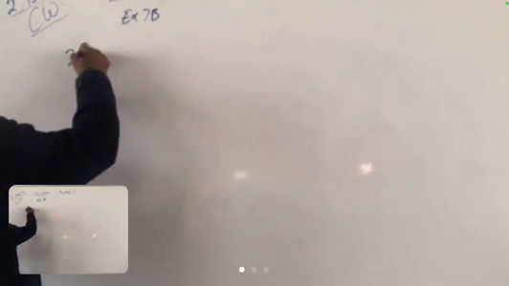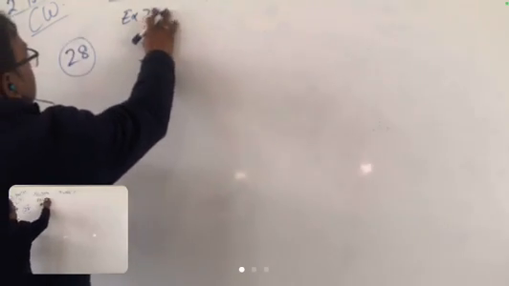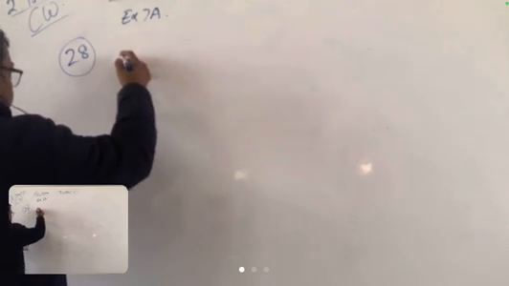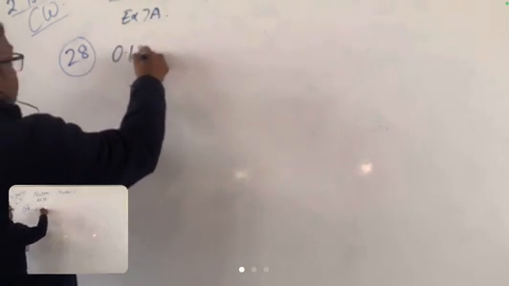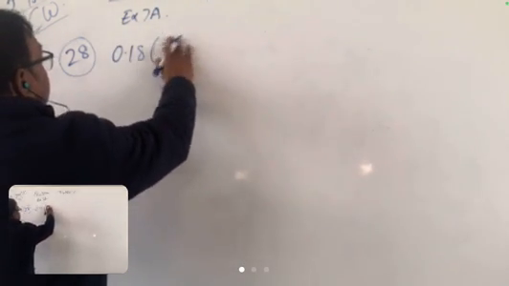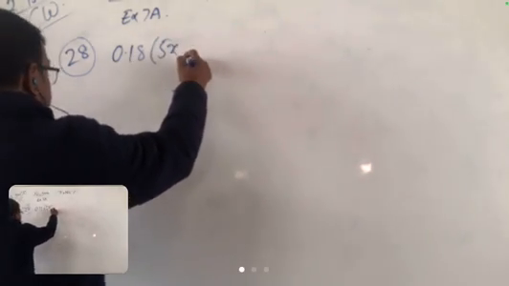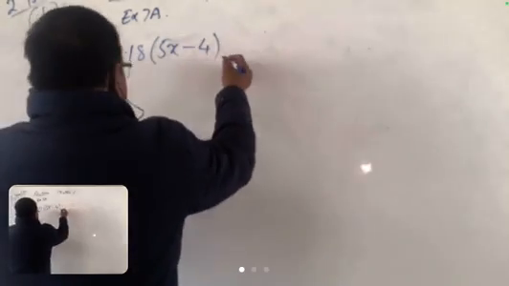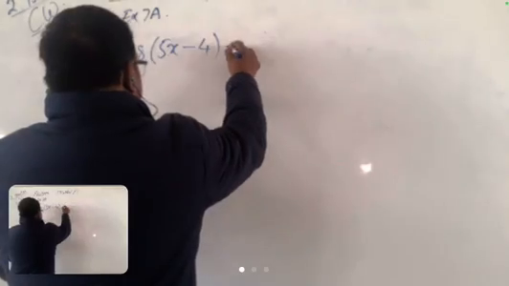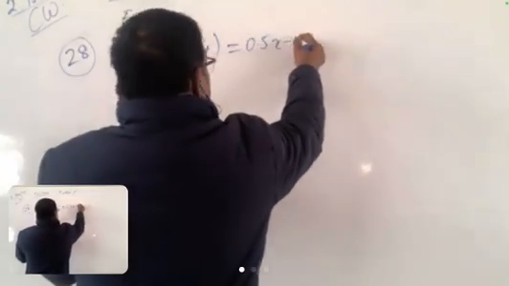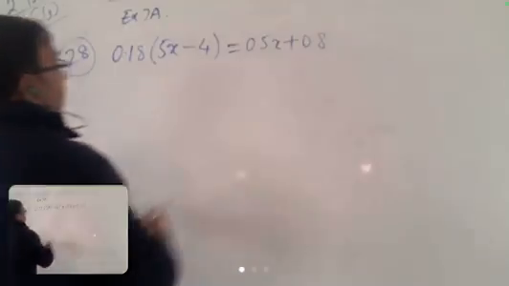क्वेश्चन नंबर 28. Exercise 7A, question number 28. And this is from the exercise 7A. The question is 0.18 into 5x minus 4 is equal to 0.5x plus 0.8. Yes, this is the question, Anna.